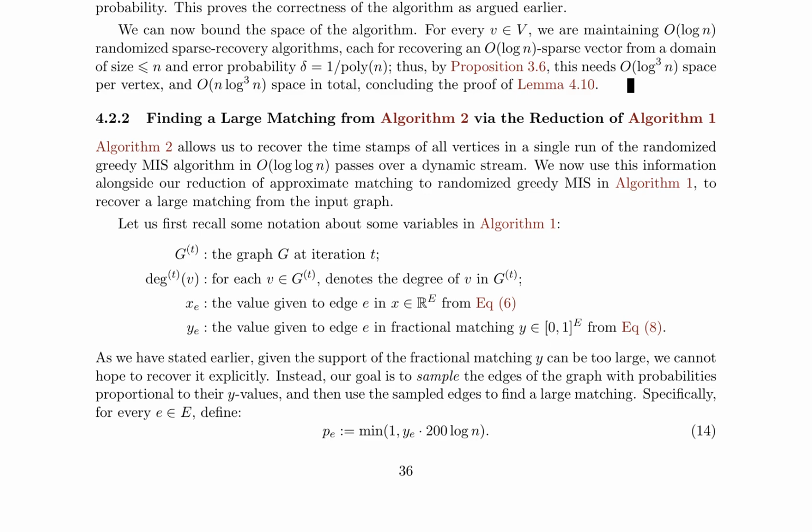The reduction of algorithm 1 is used to recover a large matching from the input graph. The algorithm allows for the recovery of timestamps of all vertices in a single run of the randomized greedy MIS algorithm in O(log n) passes over a dynamic stream. The goal is to sample the edges of the graph with probabilities proportional to their y values and use the sampled edges to find a large matching.